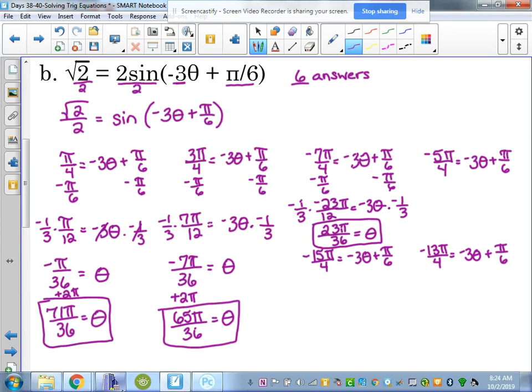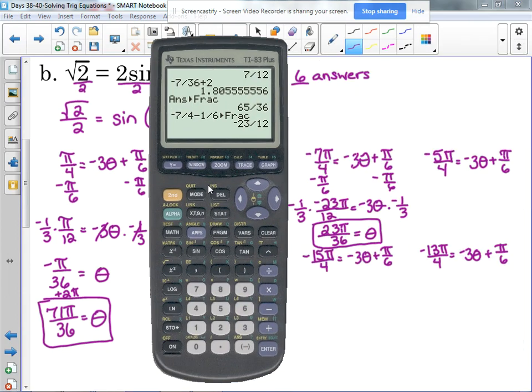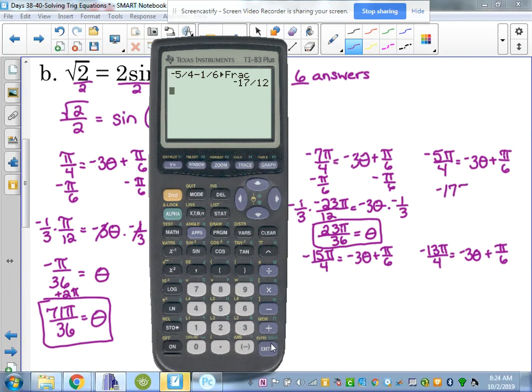Okay? Are we okay if I don't show the work on the other 3? Because it's the same steps over and over and over again. If you want to put the work on your paper, that is fine. Go for it. I'm just going to save myself some writing here. So subtracting the 1/6, divide by negative 3. Since I'm doing the calculator, I'm just going to do it like that. 17 pi over 36.